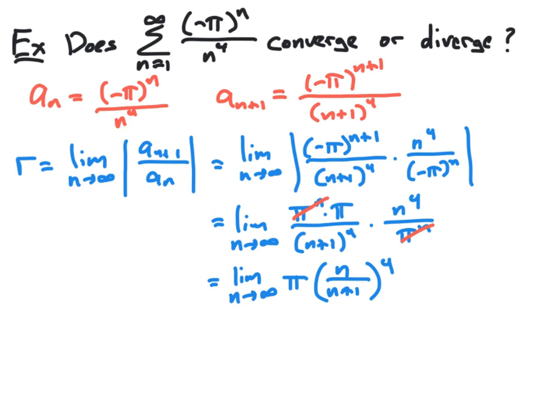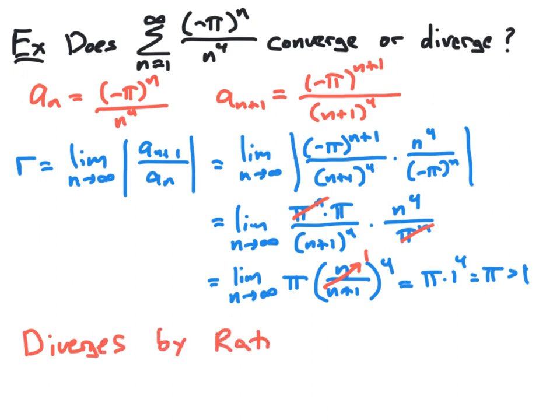And so n over n+1, as n goes to infinity, this quantity in parentheses will go to 1. And so what we get is a limit of π times 1 to the fourth power, which of course is just equal to π. And π here is approximately 3.14 and is greater than 1. And so here we have a series where the ratio of consecutive terms has a limit that's bigger than 1, and therefore this series diverges by the ratio test because the limit of the ratio of consecutive terms is greater than 1.